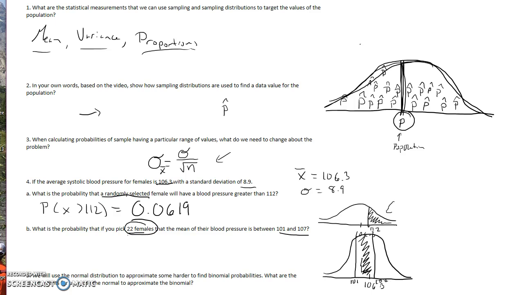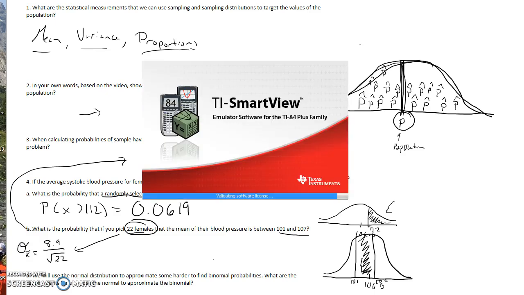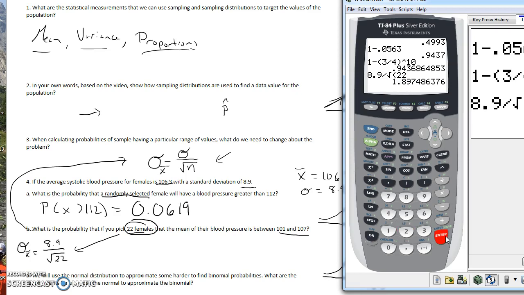But since I have 22 females, this is what I talked about up here, which is we need to change that standard deviation since we are taking the mean of a bunch of people's blood pressures. So it is going to be our old standard deviation, which is 8.9, divided by the square root of the 22 people in my sample. So I'm going to use my calculator. So this is the standard deviation that we're going to change. The mean is going to stay the same, but our standard deviation is going to be 8.9 divided by the square root of 22.